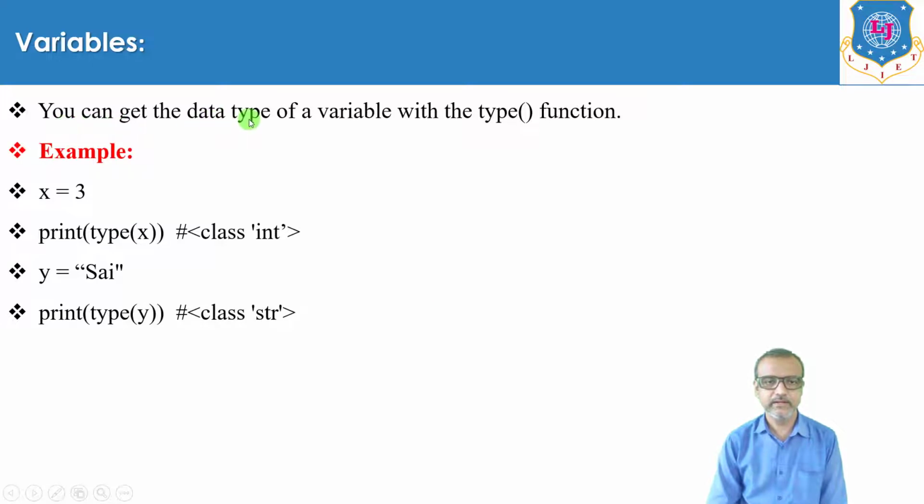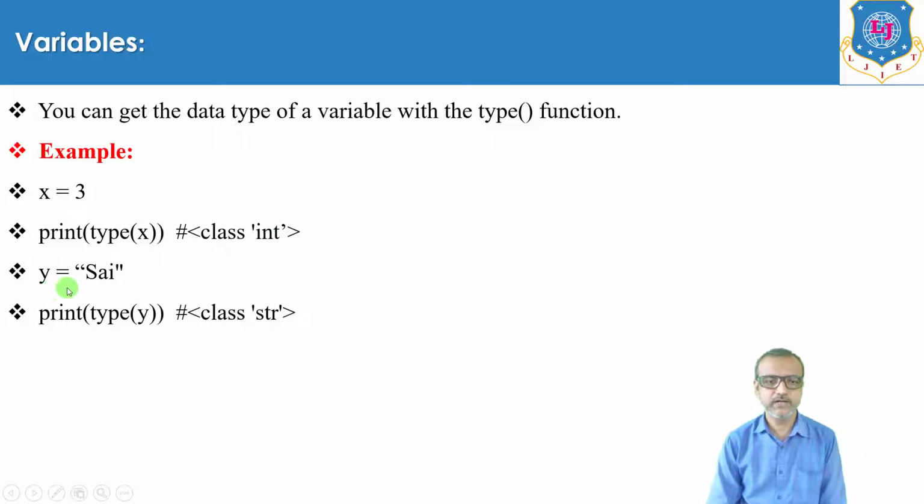You can get the data type of a variable with the type function. To have the data type of a variable, we will use this type function. For example, x equals 3. So what is 3? That is nothing but an int value. So print of type of x will give us the output class int.